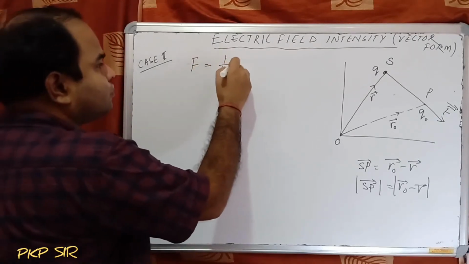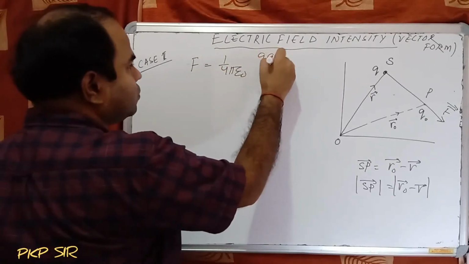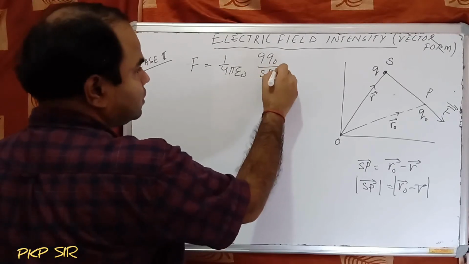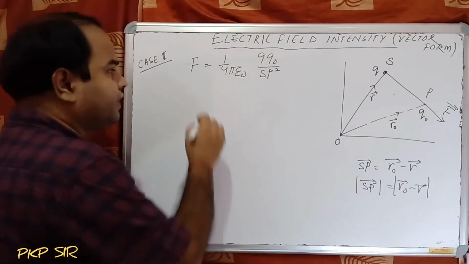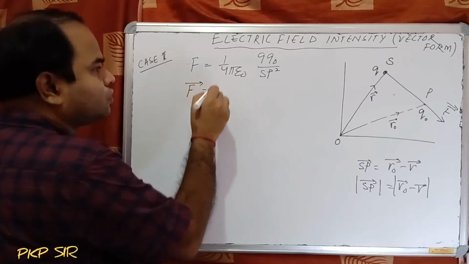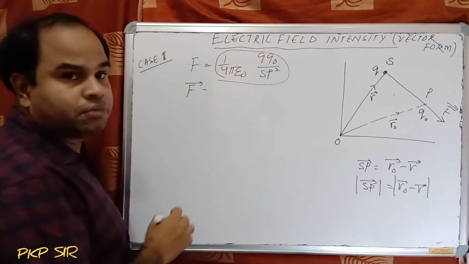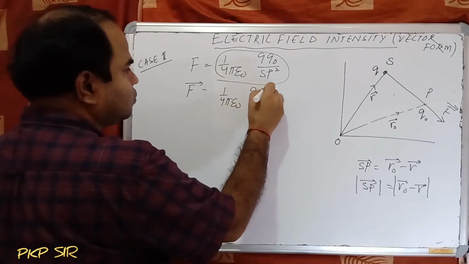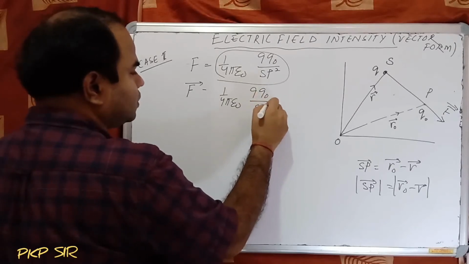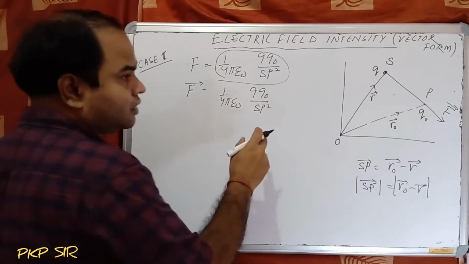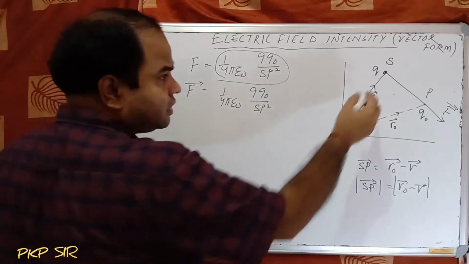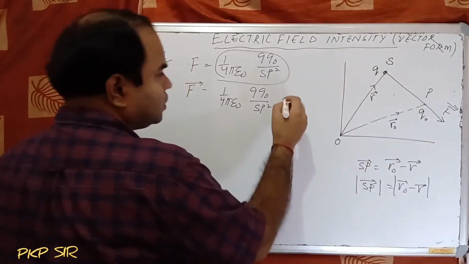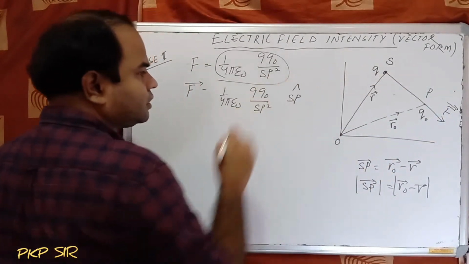So that is 1 by 4 pi epsilon naught, this is Q naught by SP the whole square. So the vector form लिखियो force रो, so this is the magnitude part, direction part would add करियो. So this is 1 by 4 pi epsilon naught, this is Q naught by SP whole square. And unit vector जो add करिवा, it is along the direction of SP. तो force से direction में पड़ुची, तो SP रो unit vector.